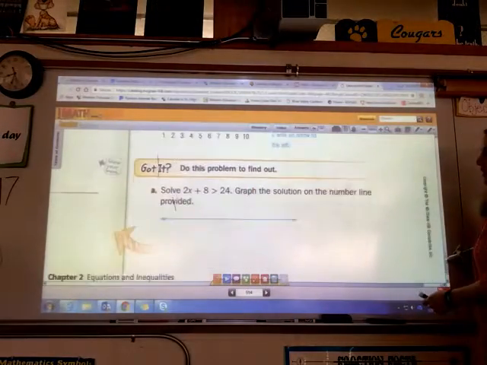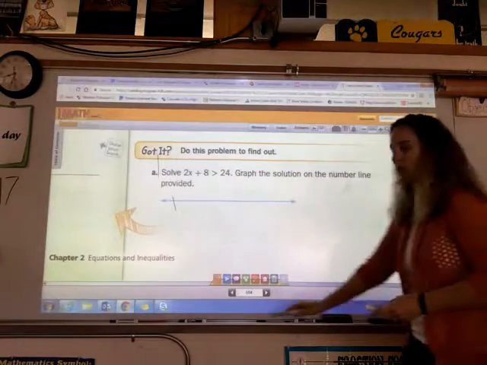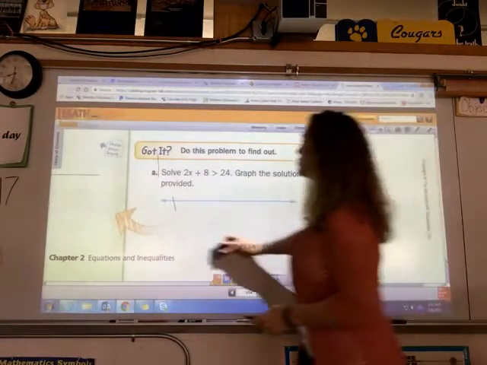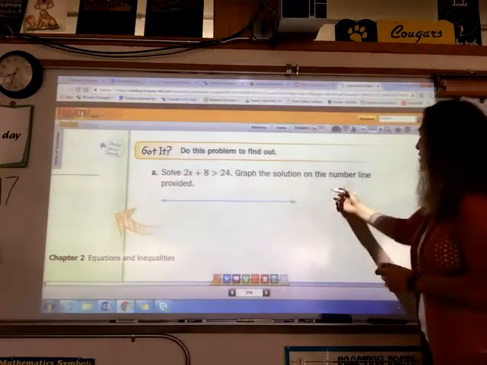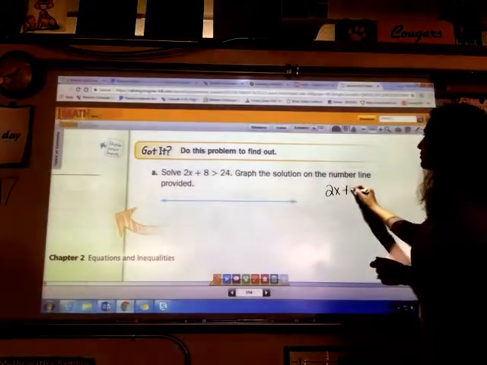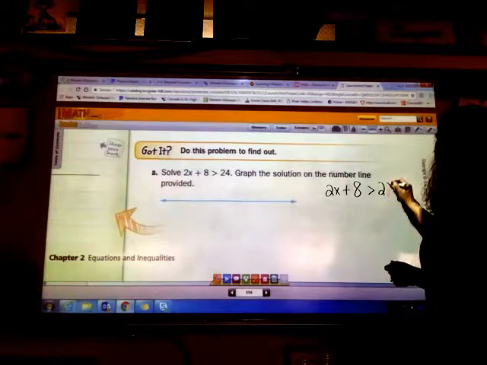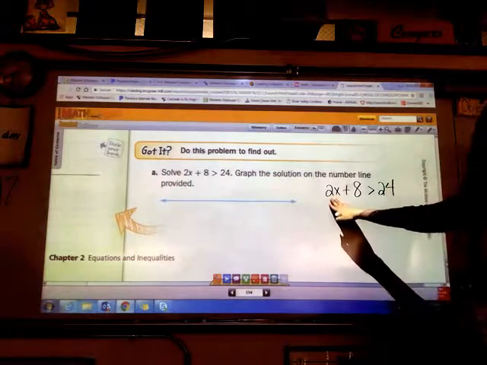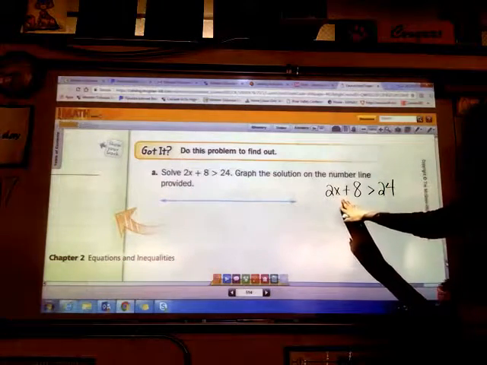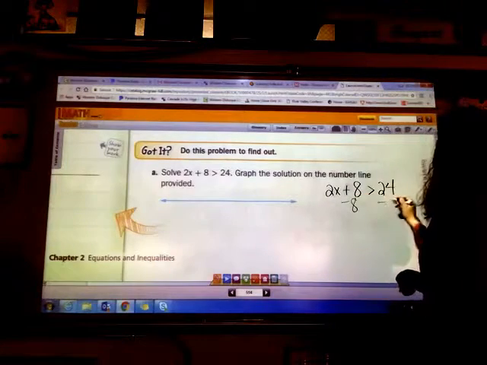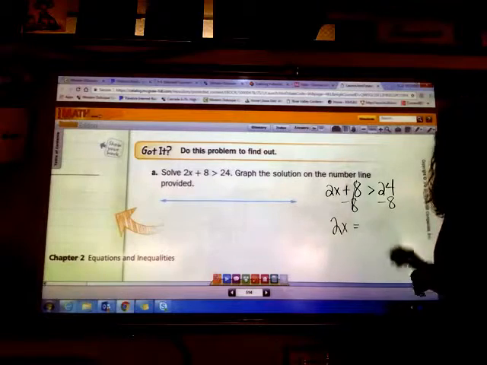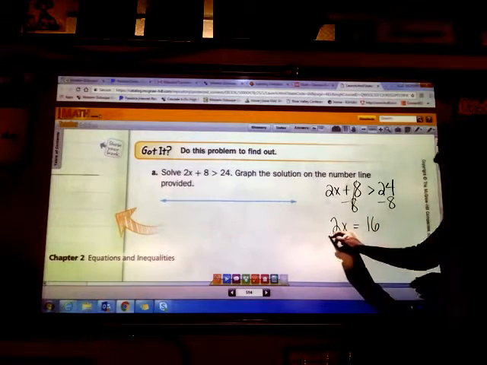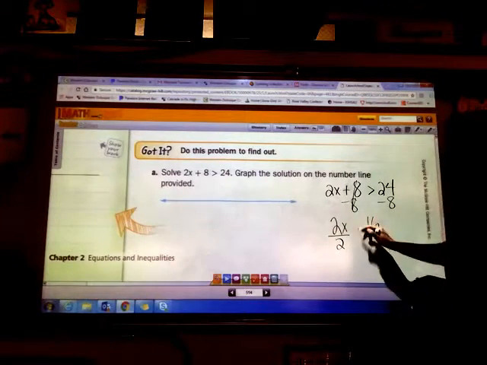Okay? Let's take a look at letter A, and we'll work on this one together here. It says solve 2x plus 8 is greater than 24, and then we're graphing it on the number line provided. So I'm going to write this over here so I have some more room. Okay, so here's my variable, and I'm adding 8, so the inverse would be to subtract 8. So I'm going to subtract 8 on both sides. So 2x is going to be greater than 16. I'm going to divide both sides by 2.